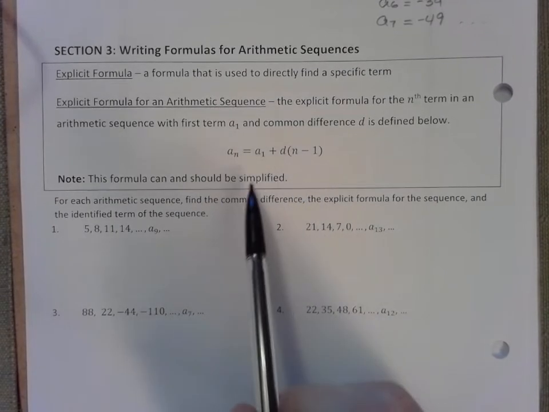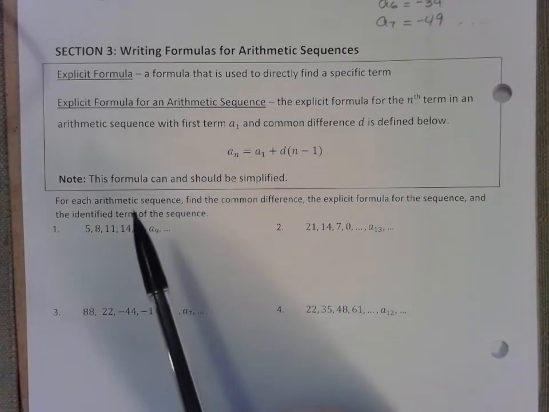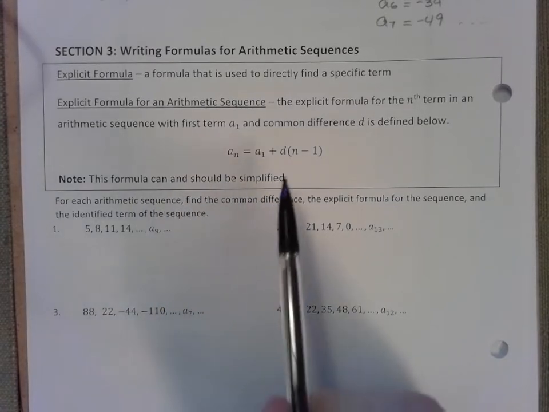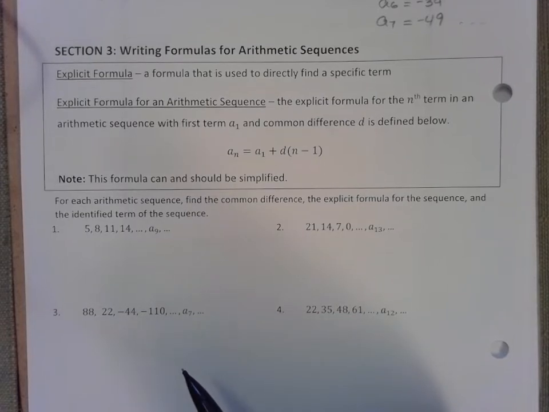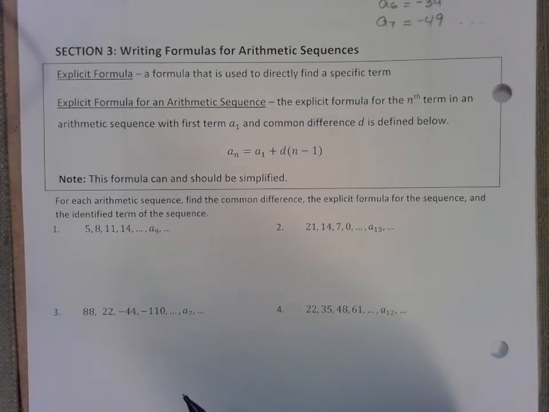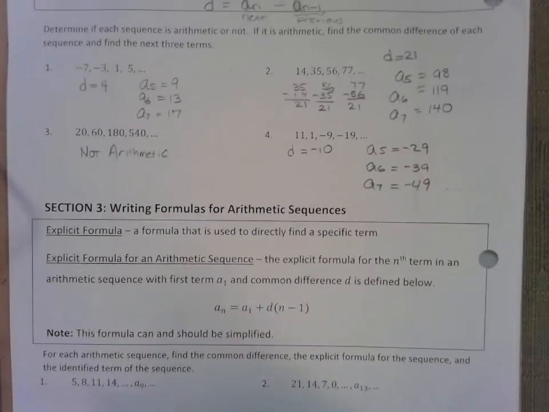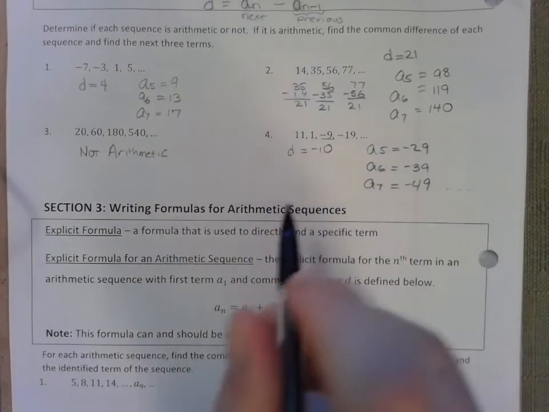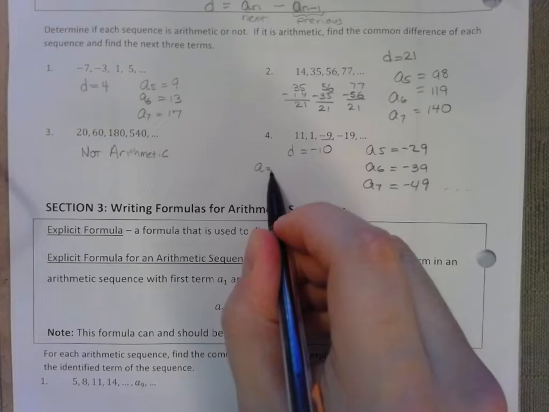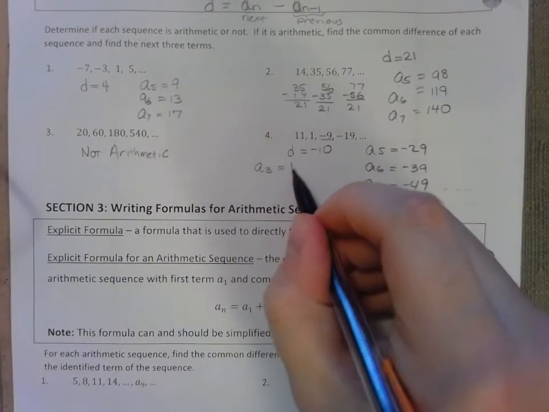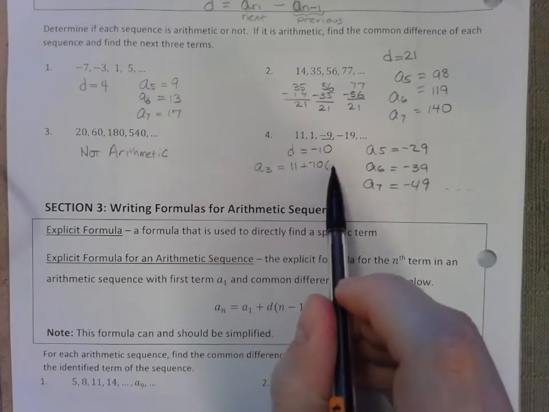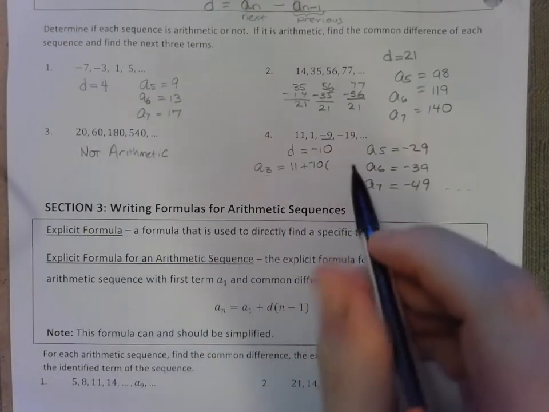So this could be a little bit confusing, and there's a note at the bottom that I have to read to you. It says this formula can and should be simplified. Our formula should be as simple as possible. If I go back to an exercise from above, like for example exercise 4, the third term is -9. So if I say the third term equals the first term plus the difference, now it says n minus 2. In this case the value of n was 3.